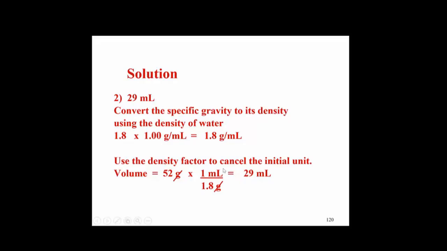If I use density as a unit conversion factor, I have 50 grams, I want to cancel grams and go to milliliter. Every milliliter is 1.8 grams based on the density. You get milliliter. All you have to do is take 52 times 1 divided by 1.8. Yes? Do you have any question?